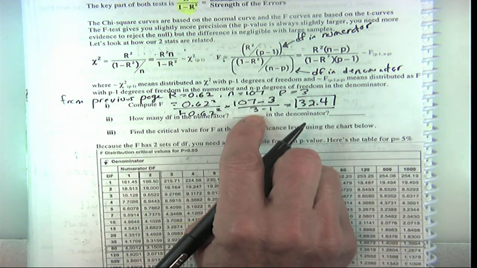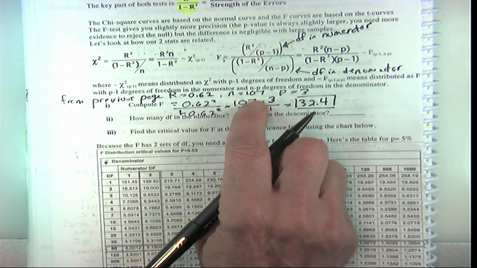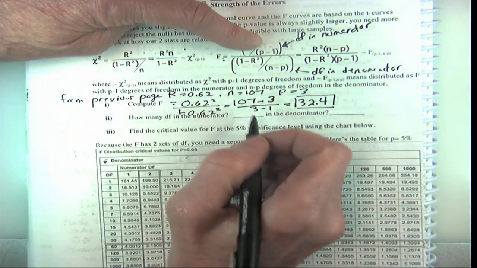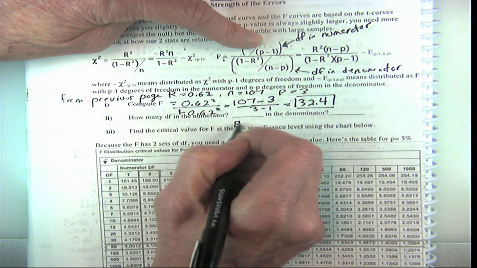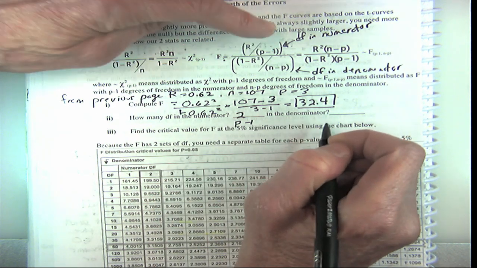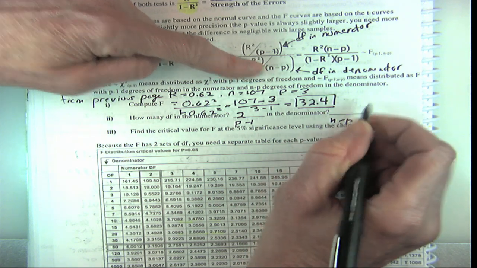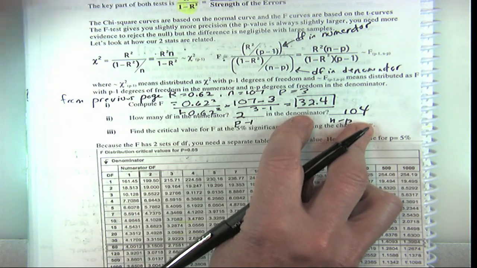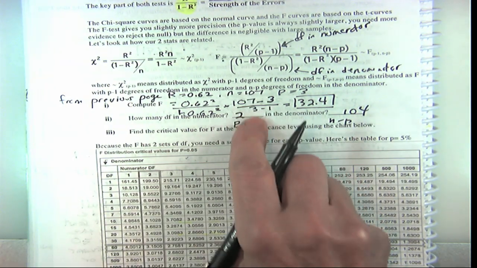And the degrees of freedom in the numerator, now don't get confused here. I just simplified. The numerator degrees of freedom are here, and that's this. This is p minus 1 right here. So that's 2. And in the denominator, it's n minus p. So that's 104. That's what we've got, even though when we simplified, it looked like that.